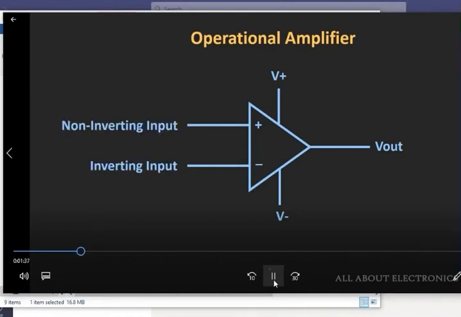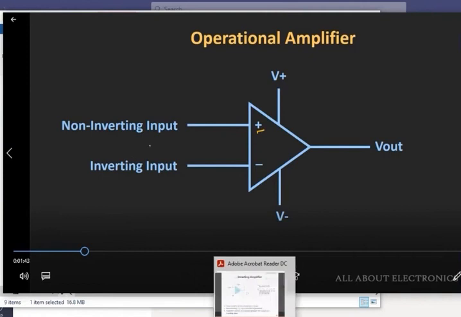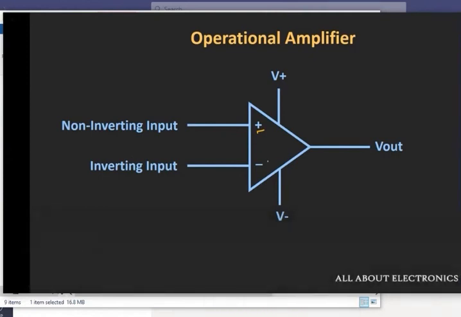In this operational amplifier, the input terminal marked by the positive sign is known as the non-inverting input terminal, and the other input terminal marked by the negative sign is known as the inverting input terminal. It will become clear shortly why they are called non-inverting and inverting input terminals. This operational amplifier is a kind of differential amplifier with a single output.